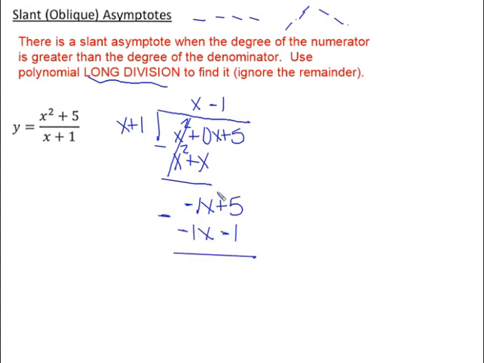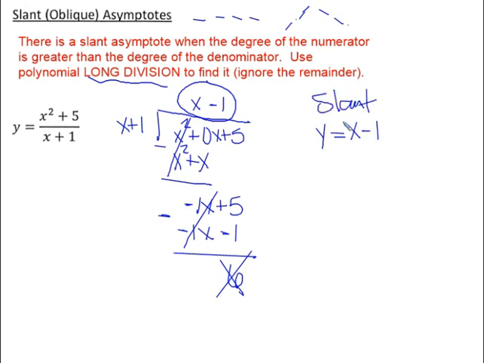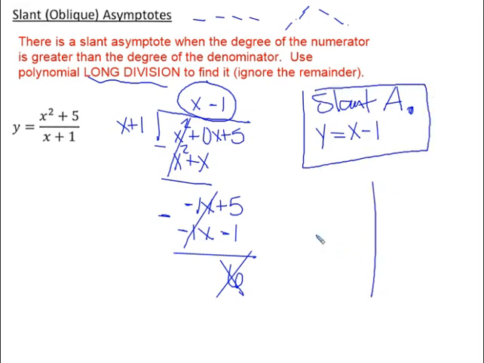and subtract. So first terms cancel, and we're left with 5 minus negative 1, which changes to a plus 1, so we get a 6. So we're going to ignore the remainder. We don't worry about this. But this guy right here, our quotient, is the equation of our slant asymptote. So we can say we have a slant asymptote specifically when y equals x minus 1. And we can graph that.